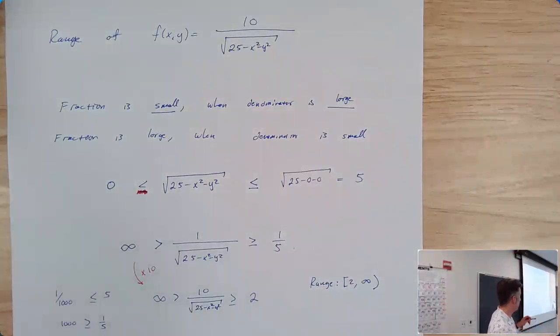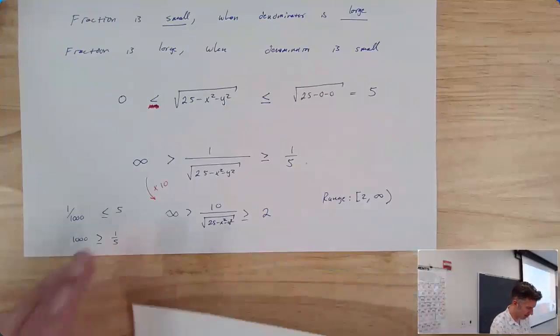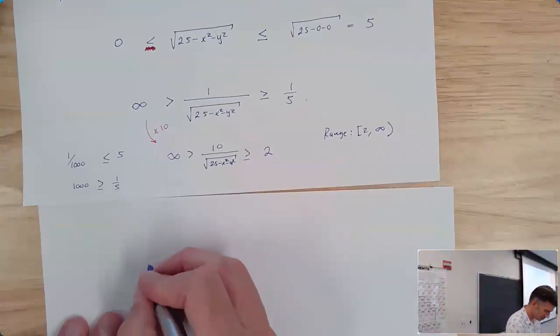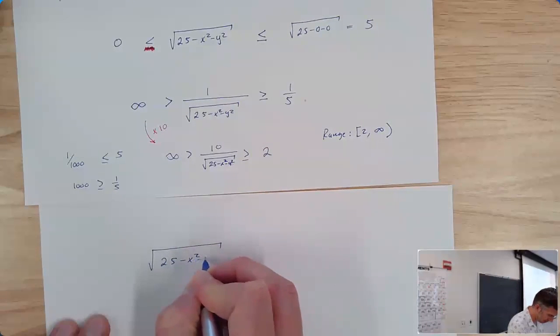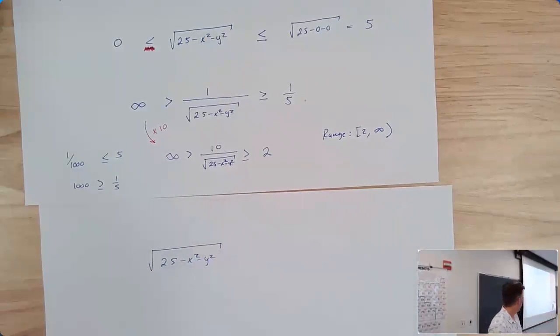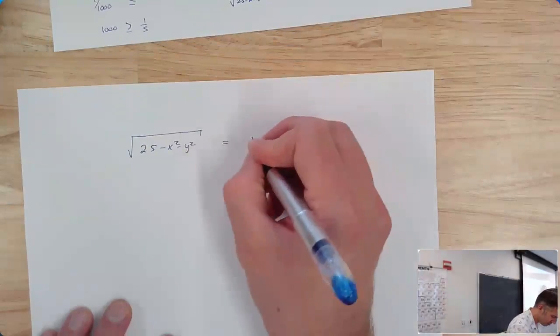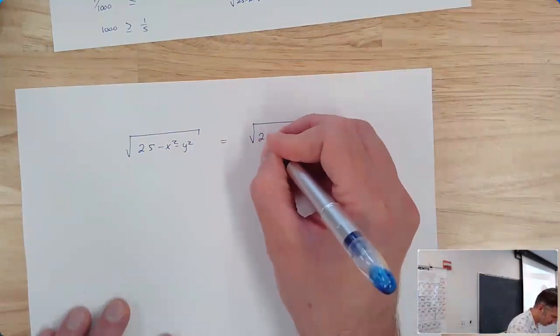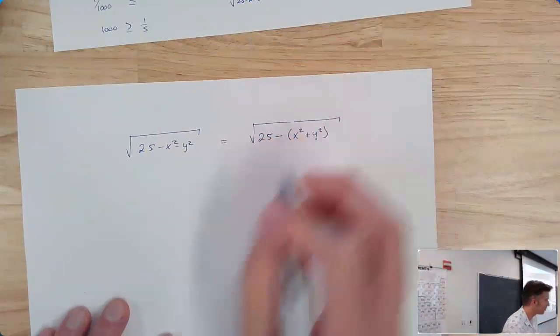So one more time. So let's take a look. That's an excellent question. Why can't they make this bigger than 5? So I have the square root of 25 minus x squared minus y squared. Or as it might help to write it, the square root of 25 minus x squared plus y squared.